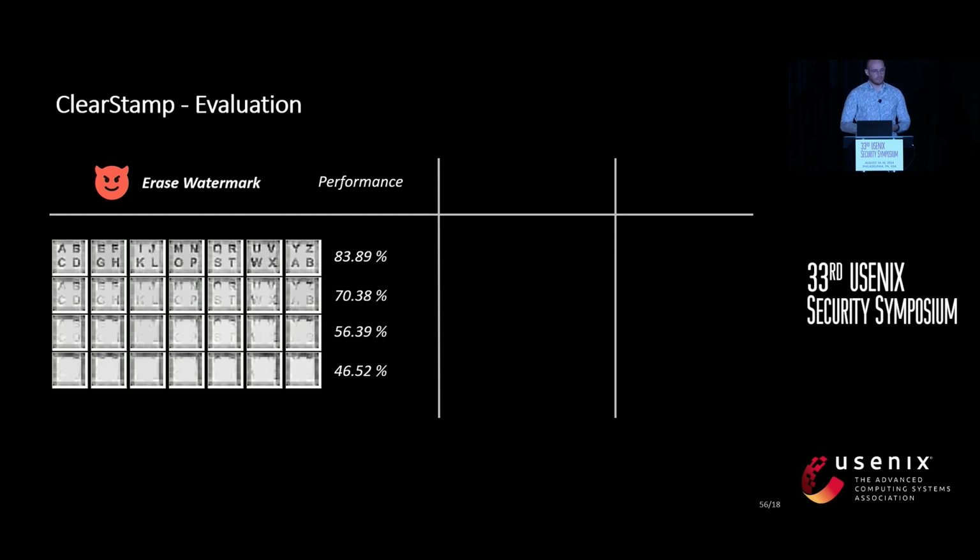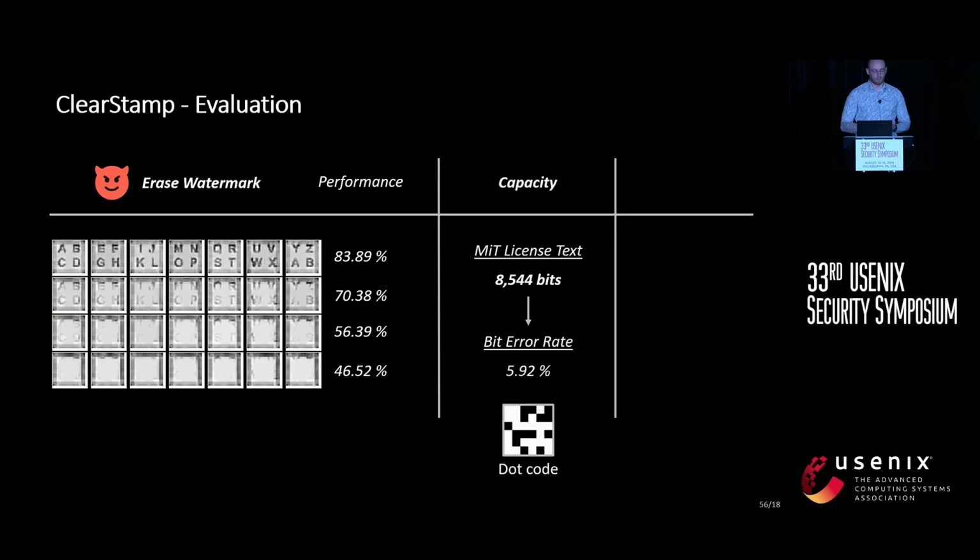Regarding the capacity of the watermark, we made an experiment using the MIT license text, which is around 8,000 bits. And we encoded them as images, and we could embed the MIT license text in a ResNet 18 model and could extract it with a bit error rate of around 6%. So the capacity of this is quite high.